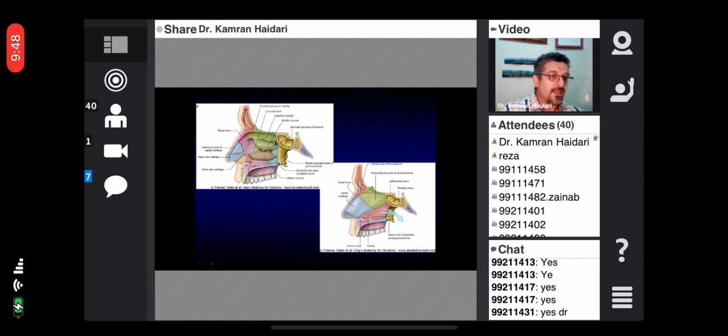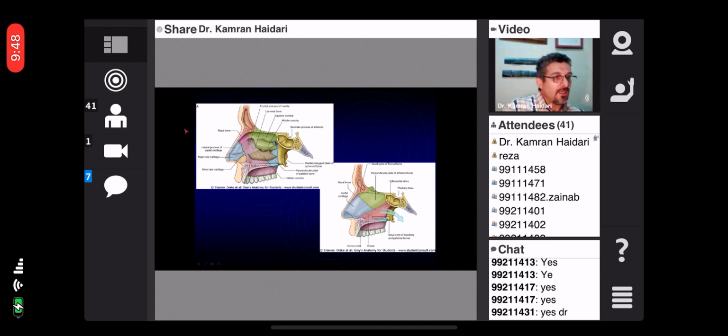And inferior to the inferior concha, you've got a part of the maxilla. You can see the territory of the maxilla which contributes to the lateral wall of the nasal cavity, you can follow. This is the territory of the maxillary bone, the maxilla.